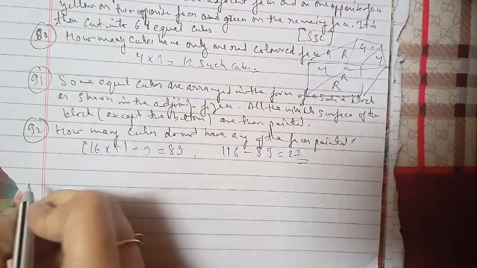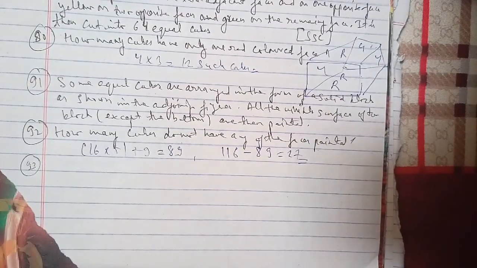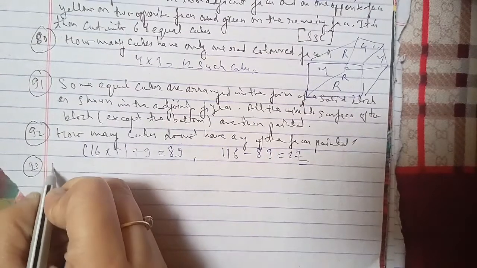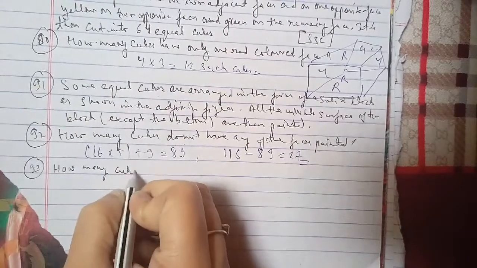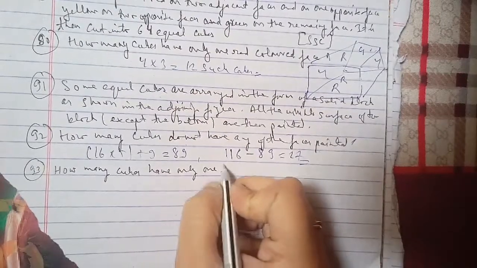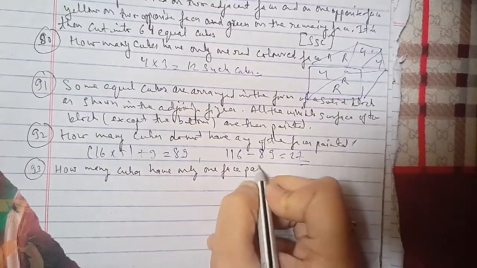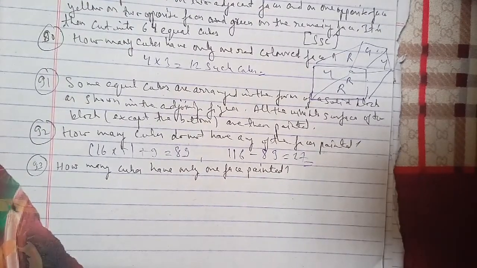So we'll go ahead with the 93rd question of the session that we have here. The question states, how many cubes have only one face painted? That's what we have to talk about. The options for the same we have are 9, 45, 57 and 62. So we'll go ahead for the same.